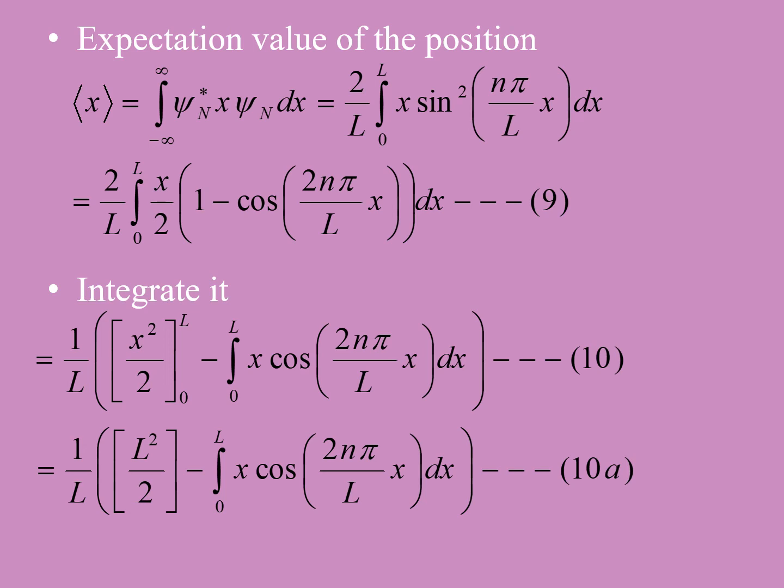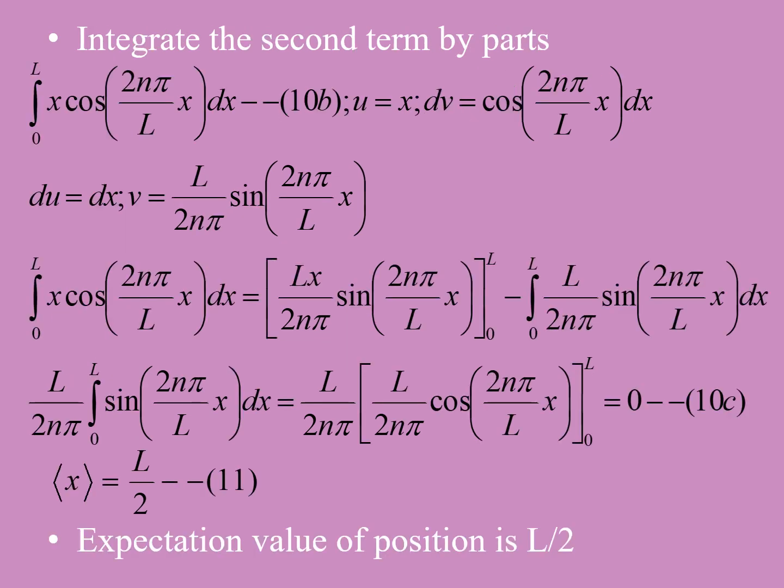Now if you integrate, the first term becomes x squared by 2, substitute the limit 0 to L. The second term is the integral from 0 to L of x cos 2n pi by L x dx. Now for the first term you substitute the limit, and the second term you integrate by parts. So it is the integral from 0 to L of x cos 2n pi by L x dx. Here you take the integral u dv formula. So u is x and dv is cos 2n pi x by L dx. So du is dx and v is L by 2n pi sin 2n pi by L x.